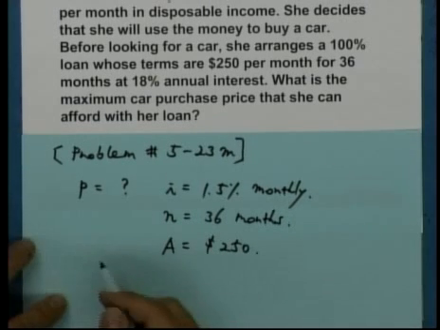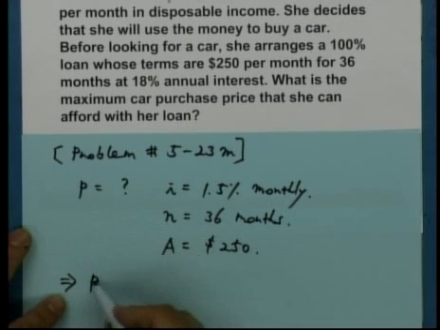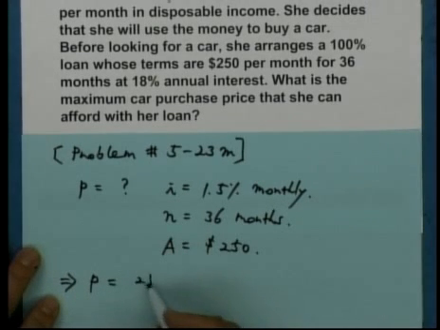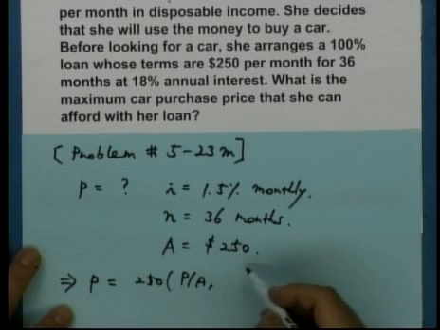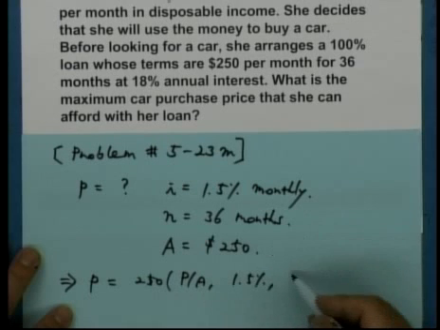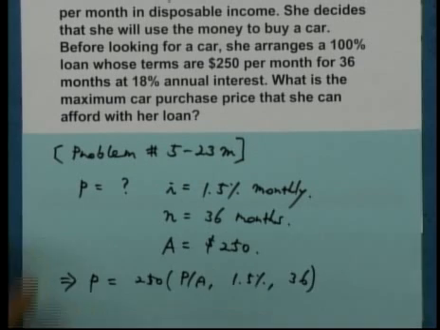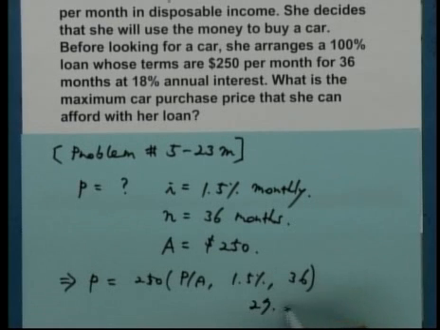Okay. So how do you get this present sum P? 250 times P given A, 1.5% over 36 periods. Do we have a table value for this? Let's check it out. Yeah, yes, we do. Okay, 1.5% over 36 periods, P given A, which is 27.661.